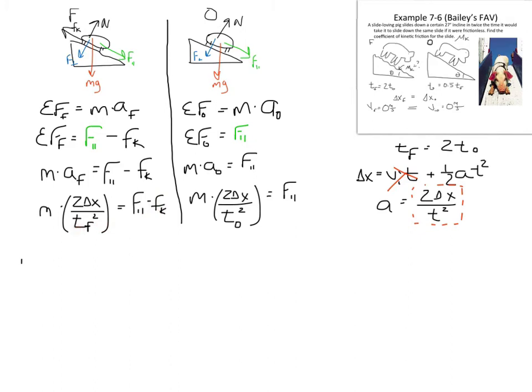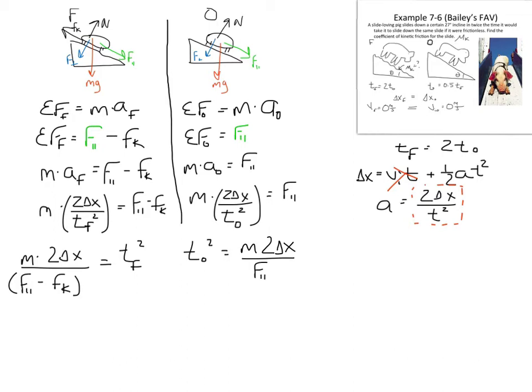So it's going to be mass times 2 times displacement over force parallel minus kinetic friction force equals time with friction squared. And over here on the right-hand side, we've got time without friction squared. That comes up, and this force parallel comes down into the denominator, so it's all equal to mass times 2 times our displacement over force parallel.